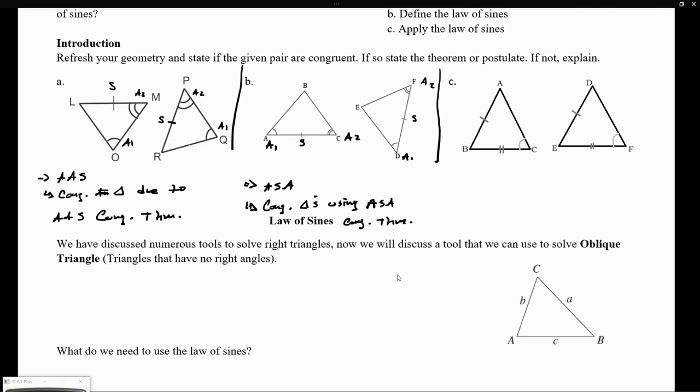Now, if we take a look at example C, we can see that this side is congruent to this side, and we can see that this side is congruent to this side. We can also see that angle C is congruent to angle F. And if we follow the order that we have here, we can see that it is side, side, angle.